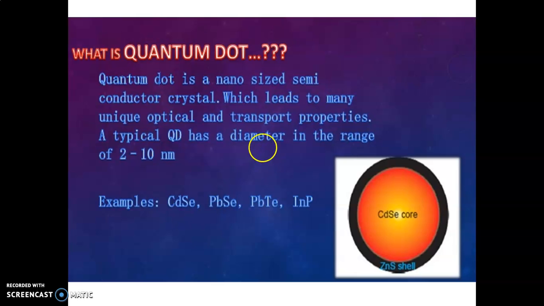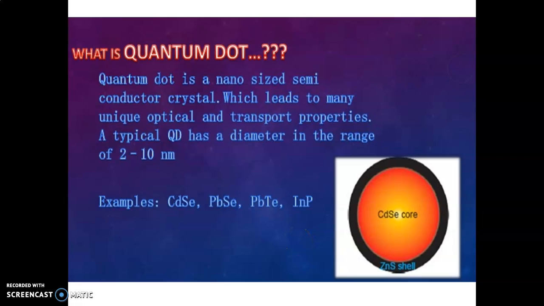The same definition we are now going to see with the help of a picture. A quantum dot is a nano-sized semiconductor crystal, which leads to unique optical and transport properties. Sometimes these are given differently depending upon the author. A typical quantum dot has a diameter in the range of 2 to 10 nanometer. Here cadmium selenium is given, next lead selenium, then lead platinum selenium, then tellurium, and one more is iron P.